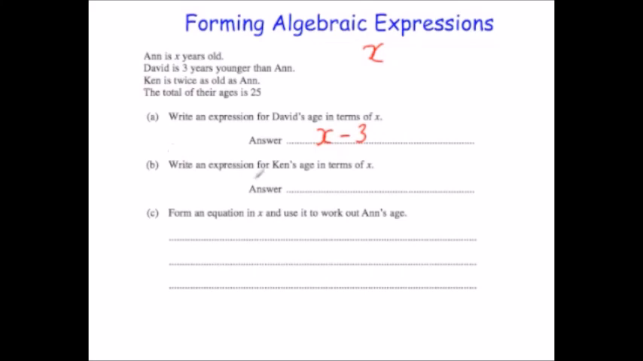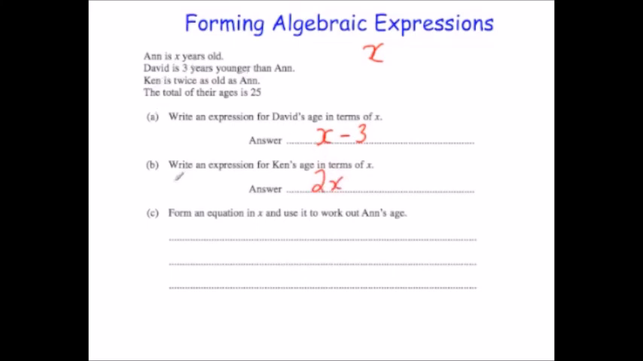Next, it says write down an expression for Ken's age. Well, Ken is twice as old as Anne. So if Anne was 10, Ken would be 20. If Anne was 7, Ken would be 14. He's double her age, he's twice as old. So we need to multiply x by 2, and in algebra that would be 2x.